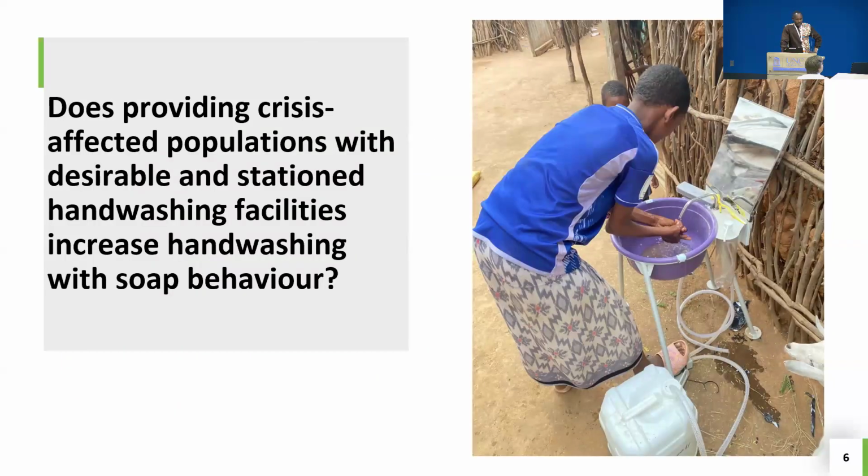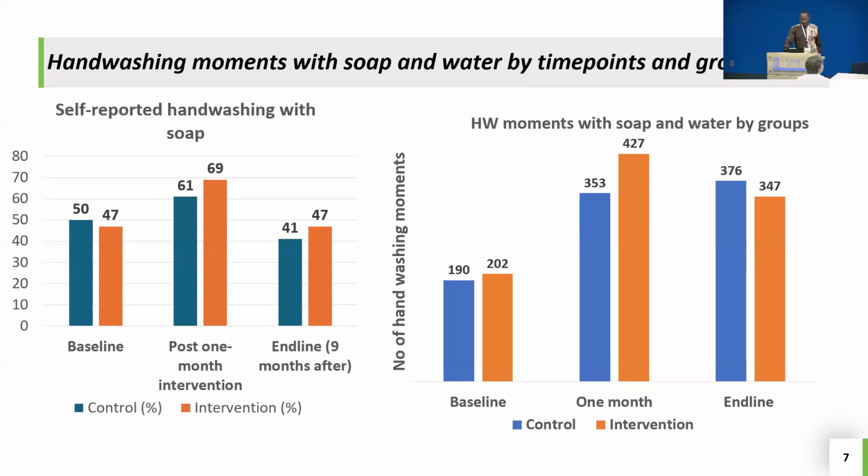The aim of the study, like we said, was to see if access to a durable and stable, stationed hand washing facility increases hand washing with soap behaviors in these crisis-affected populations. That picture shows the facility being used in these communities. So maybe I'll talk about the results more. During observations, we are observing all members of the homestead. The household survey was with one person, but for the observations, we're observing all people that stay in that particular area.